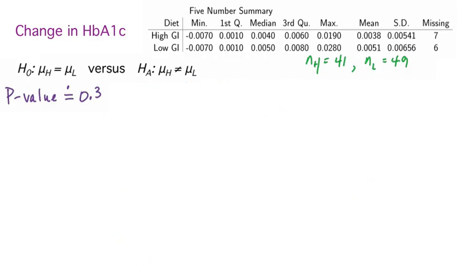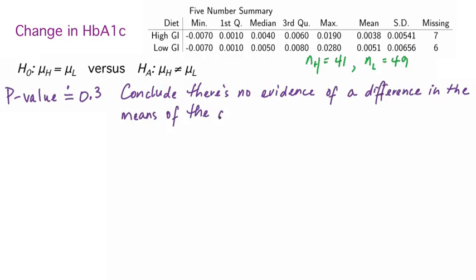0.3 is a fairly large p-value. So we conclude that our data are consistent with the null hypothesis. And there's no evidence of a difference in the mean change in HbA1c between the high GI and the low GI groups.